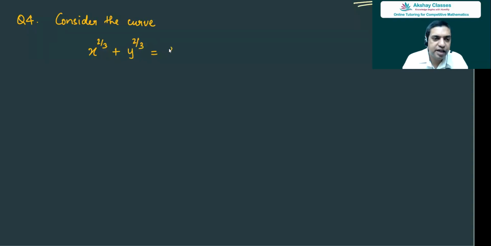Question 4. Consider the curve x to the power 2 by 3 plus y to the power 2 by 3 is equal to a to the power 2 by 3. This is a curve. All right. This particular curve is called an asteroid. I will draw that.